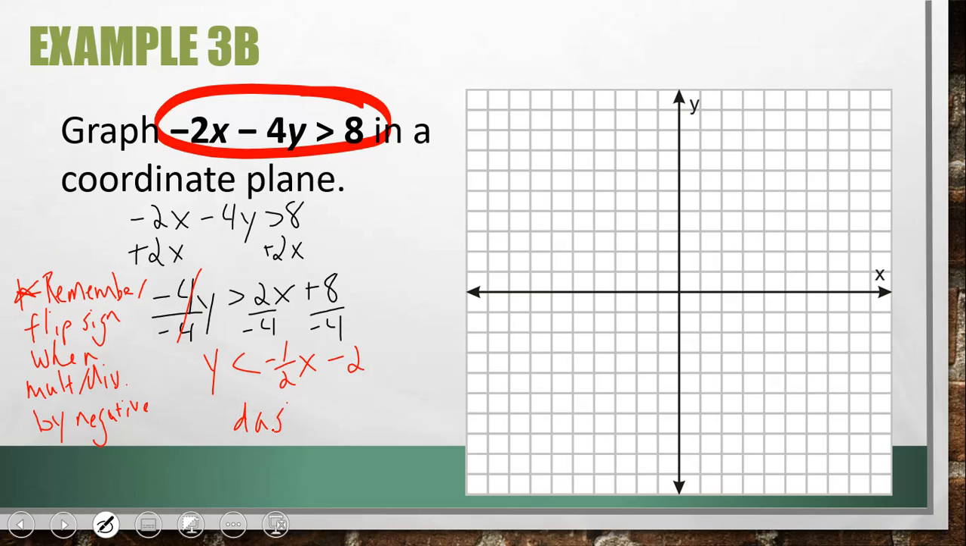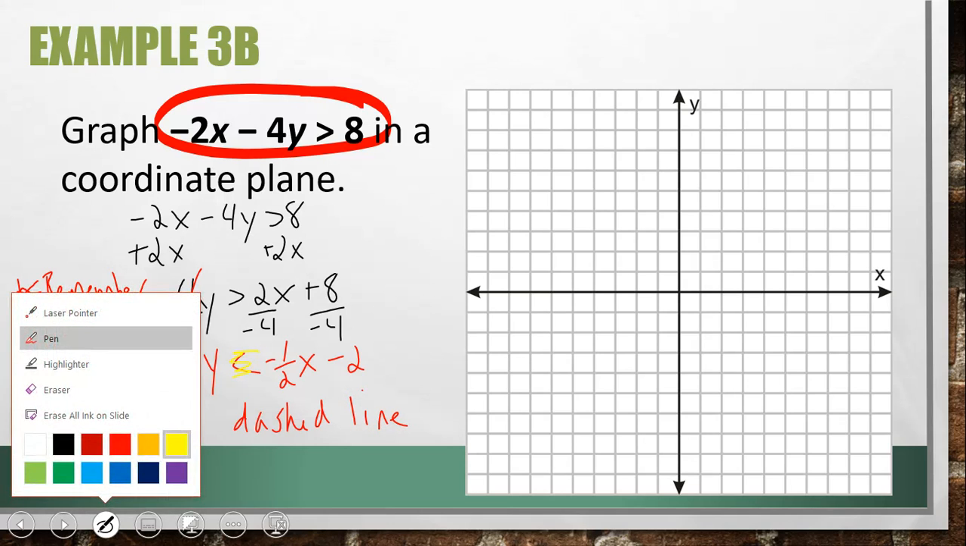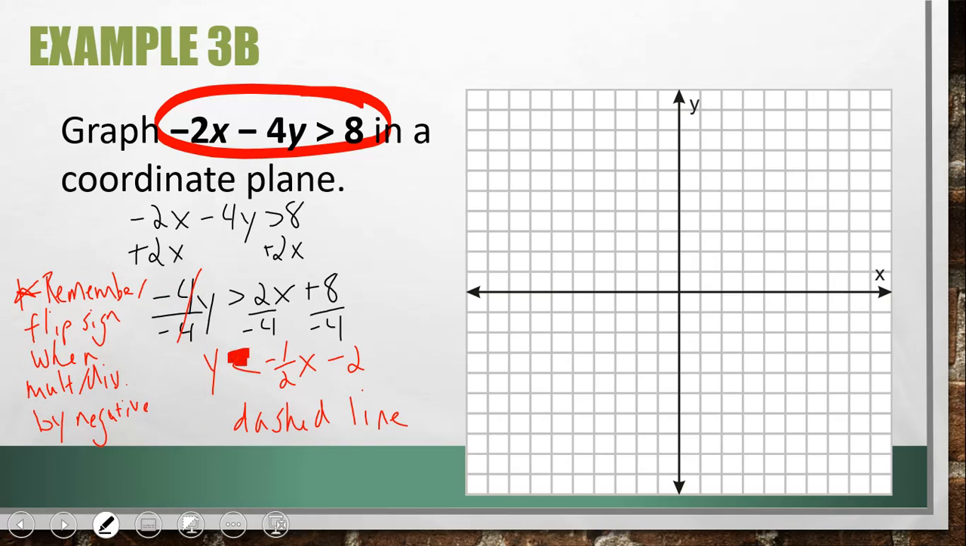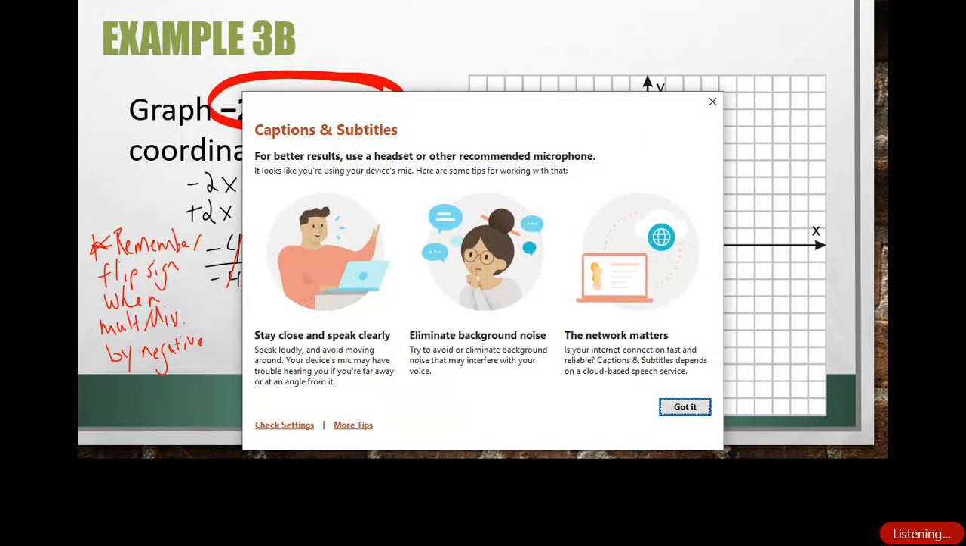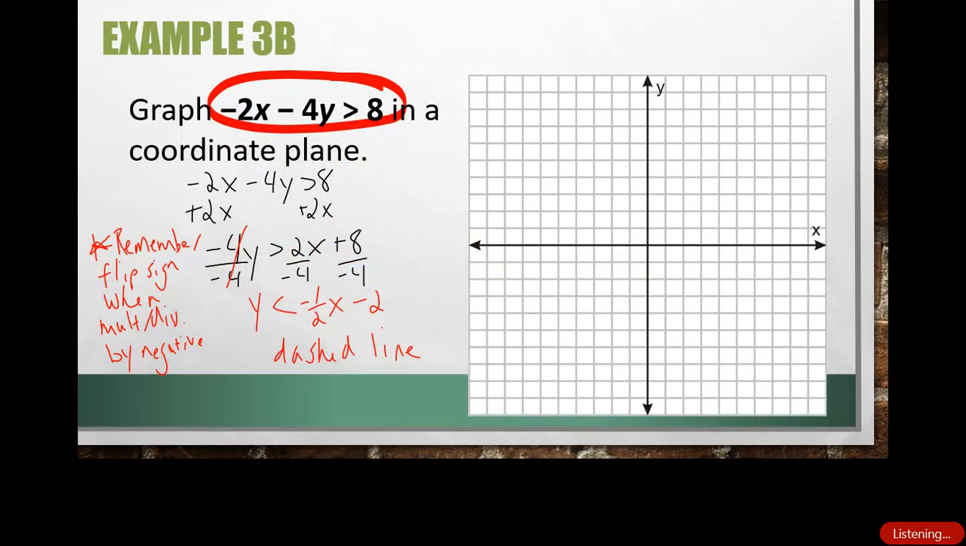So now we're going to have a dashed line, and we're not going to shade above the line because I have a less than symbol here now. So because I have a less than symbol, I don't want to use red. I'm going to shade below this line.